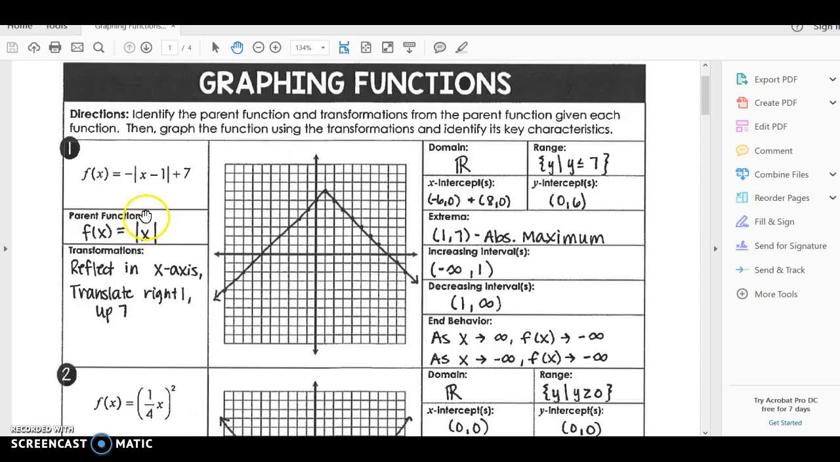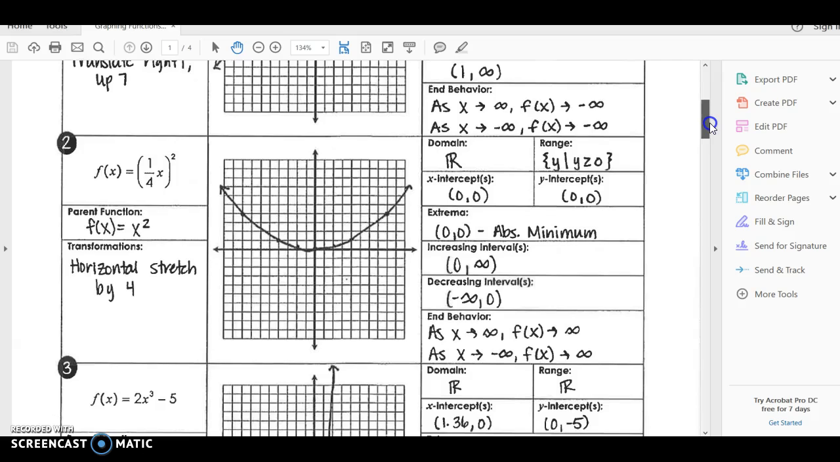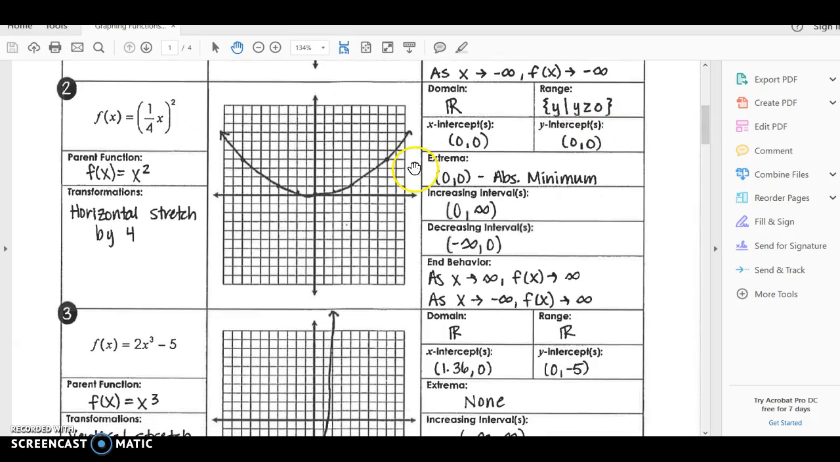So again, it shows you the parent function here, the most basic function, f of x equals absolute value of x. And then what it did was it reflected across the x. It translated right 1 and moved up 7. Okay? All right. We talked about the other stuff on the other side in the last recording. So this time we're just going to look at the shapes and what the equations do to the picture or the graph.